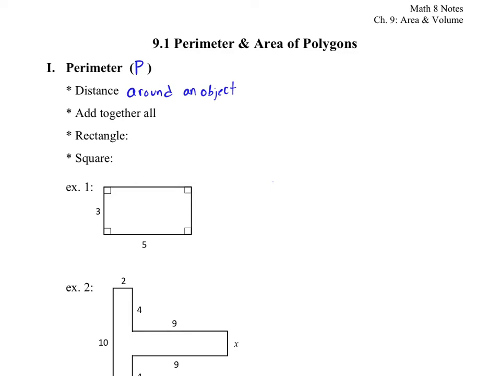So if we were to take this rectangle, if I know this is 3 and this is 5, I know this has to be 3, and I know this up here has to be 5. So if I wanted to get the perimeter, I could just do 3 plus 5 plus 3 plus 5, and then you have 16. So 16 would be the perimeter, the distance around. So really you just add together all the side lengths. That is going to work for any object. Just take all the sides, add them together.